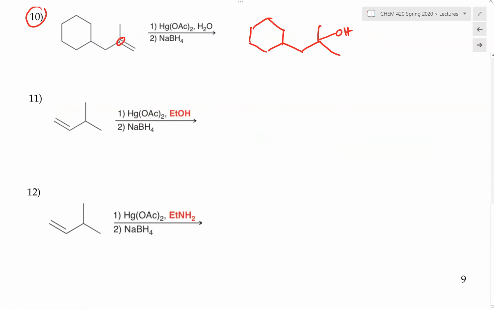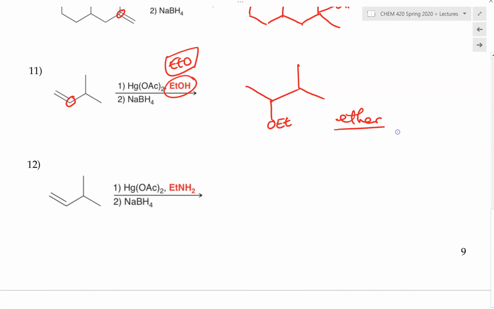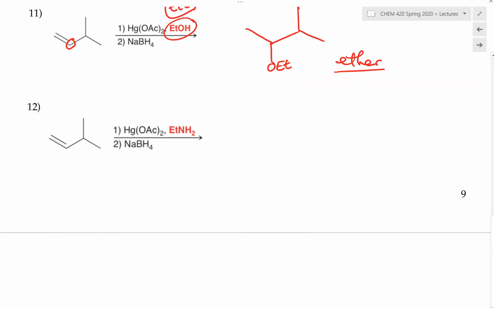And as for number 11, in this case we are not adding water, but we are adding ethanol. So here, ethanol will be able to add an ethoxy group to the carbon, and in this case it will be this carbon right here. And now this becomes an ether. So if we use an alcohol, we can convert an alkene into an ether. And similarly with this reaction, if we use ethylamine as our nucleophile, we can convert this into an amine.